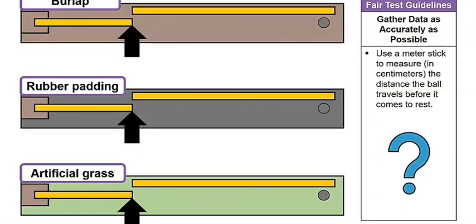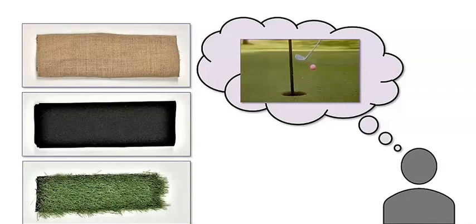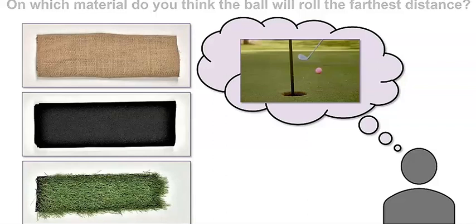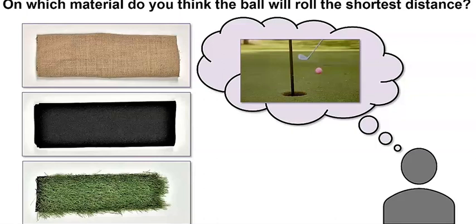I wonder how many centimeters the ball will travel on each material. On which material will the ball roll the farthest distance or the shortest distance? Let's make some predictions about how the different materials will affect the distance the ball travels. On which material do you think the ball will roll the farthest distance? Point to the material. Why do you think that? On which material do you think the ball will roll the shortest distance? Point to the material. Why do you think that?